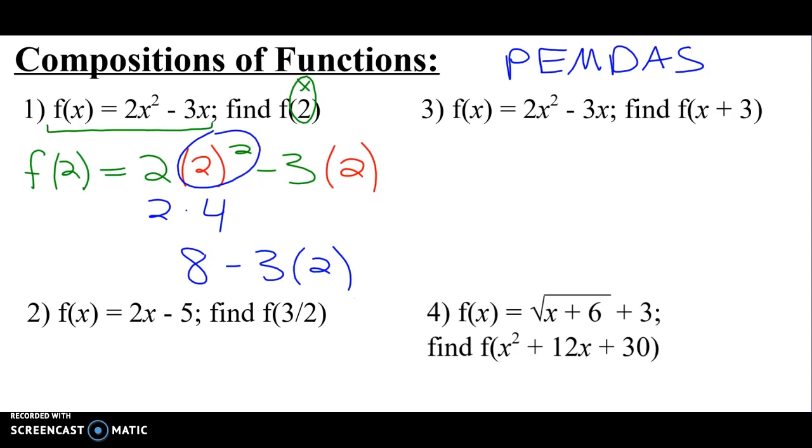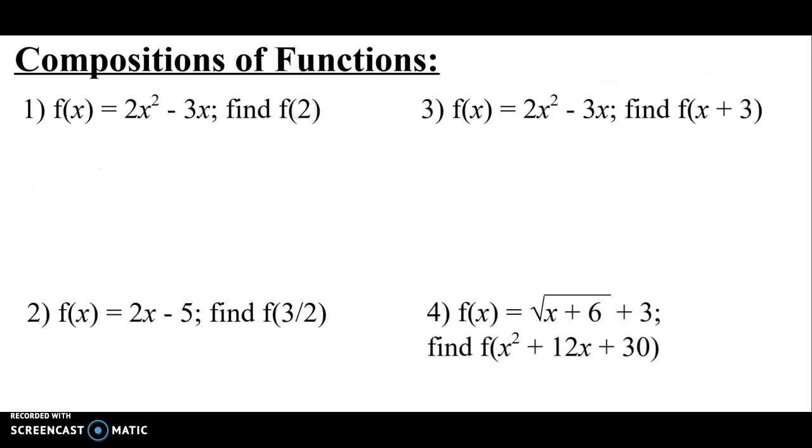And then sometimes people do 8 minus 3, they'll do 5 times 2, and they'll get 10. But what do I have to do now? After parentheses and exponents, we have to multiply. So this is actually 8 minus 6, which gives us a final answer of 2. Number 3, what's being plugged into what?